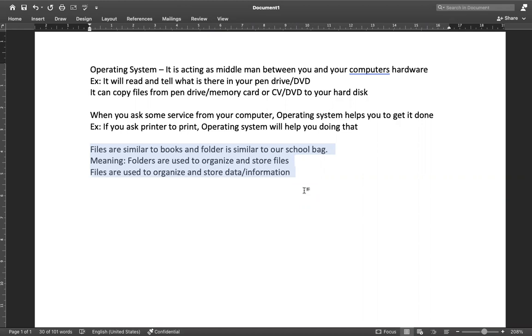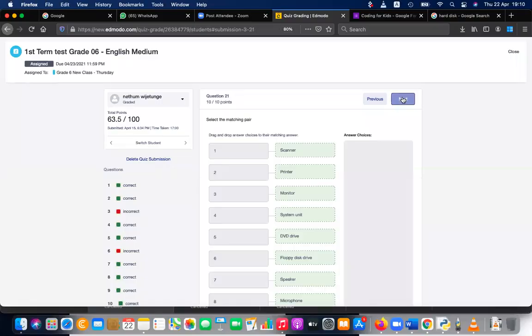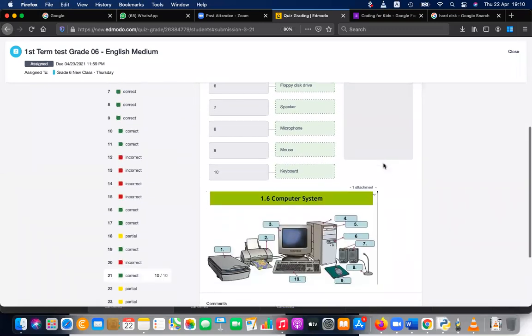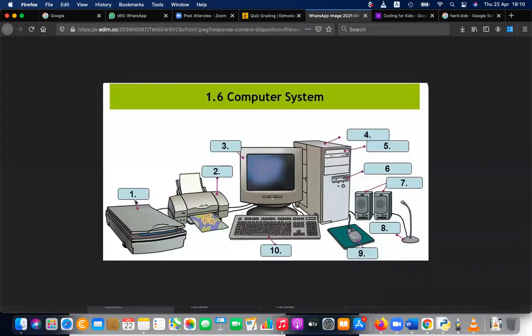Okay, so let's go and read the next question. Question number 21 is asking the components. That is an easy question. I think you got all marks. Very good. So what are the components? Component number 1 is scanner. 2, printer. 3, monitor. 4, system unit, not CPU, right? It is system unit. 5, CD or DVD player.